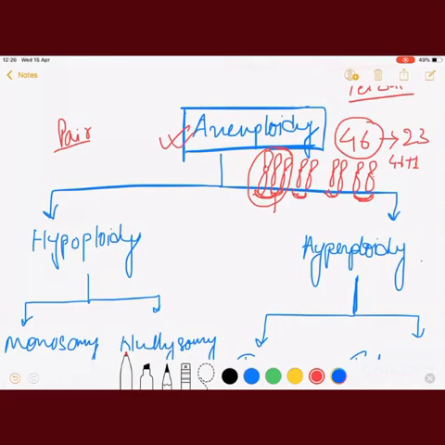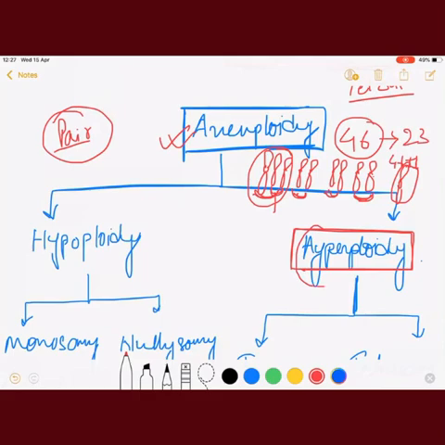This is called aneuploid. That is, aneuploidy takes place in any of the pairs of chromosomes. You can say that if there is a change in any homologous pair of chromosomes, that kind of change is called aneuploid. That change can be one more, or it can be less. Here there are 3 chromosomes in chromosome pair 1, but there can be only 1 chromosome in any pair. So the chromosome number can be increased or decreased. If the chromosome number is increased, that is, 1 or 2 chromosomes are added in any pair, that will be called hyperploidy.